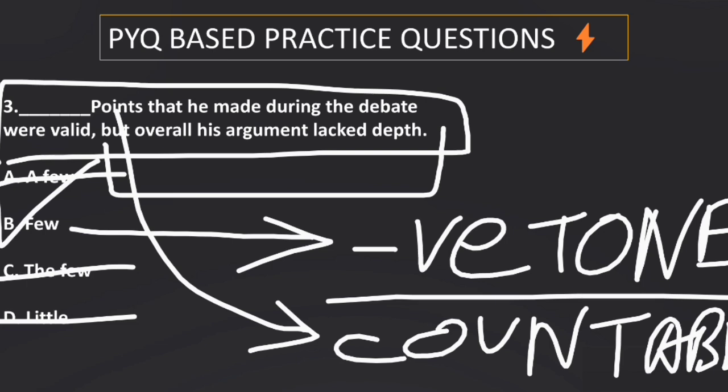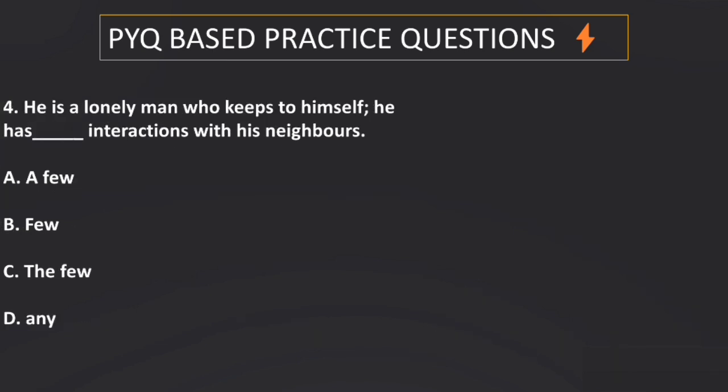So next question is, he is a lonely man who keeps to himself. He has few interaction with his neighbors. He is a lonely man who keeps to himself. Who is a relative pronoun, like the, whom. He has interaction with his neighbors.